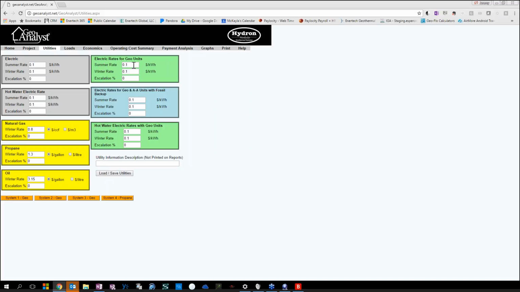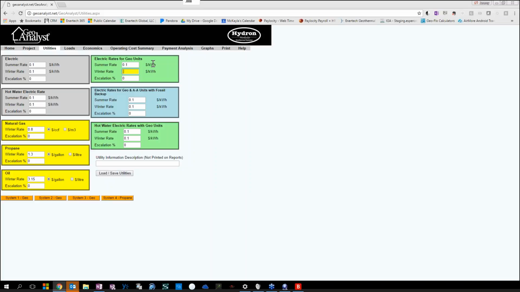I'm going to leave that at 10 cents as well. So we'll keep it pretty fair. You guys can manipulate this. I realize in my own house, I pay 14 cents a kilowatt for the summer, and I only pay 7.5 cents for the winter on my Geo system. So if you have a program like that, you could input it right here.